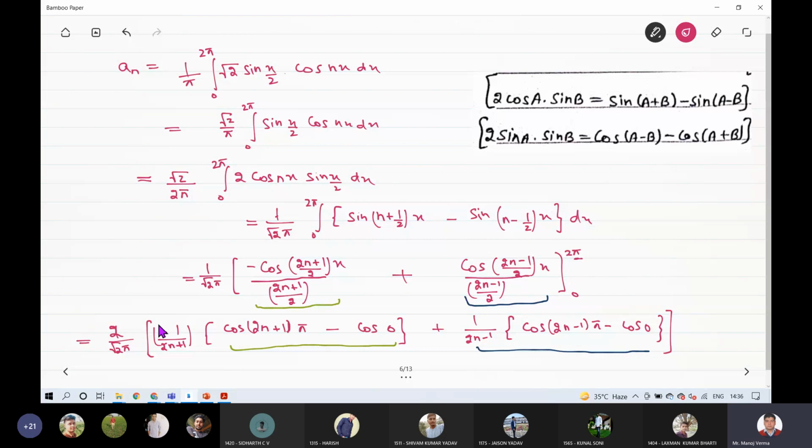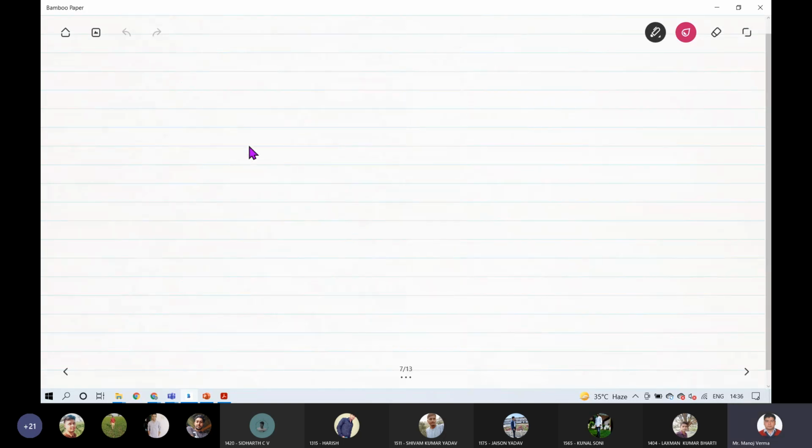Okay. So this term cos (2n plus 1) pi is equal to minus 1. Similarly, this cos 0 is also 1. So what I can do is, next page please. So this an will become root 2 over pi, 2 upon 2n plus 1 minus 2 over 2n minus 1.